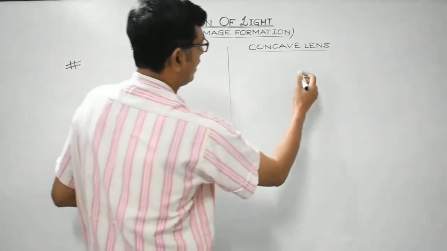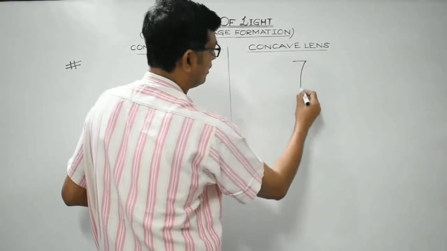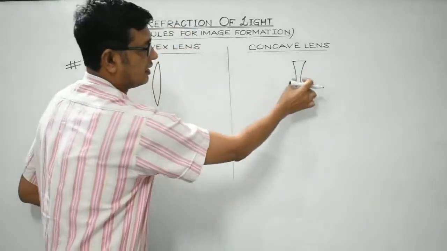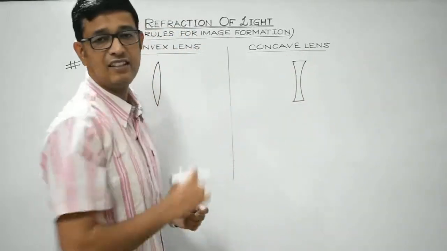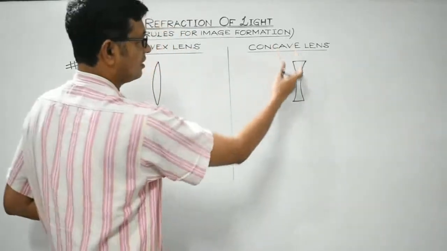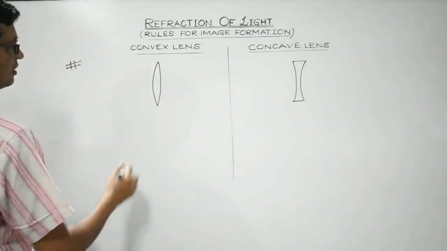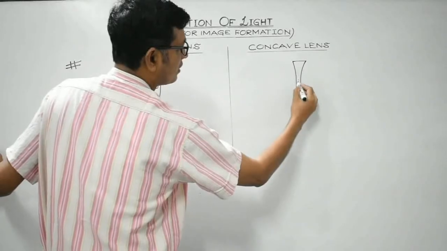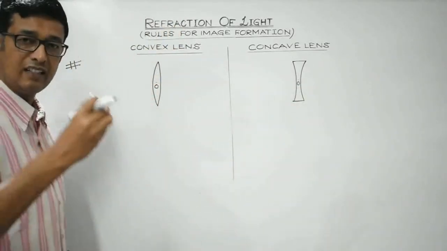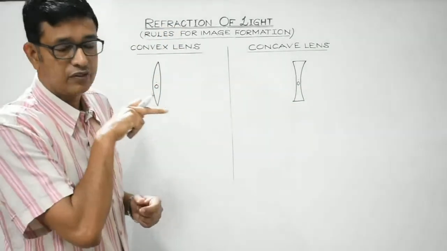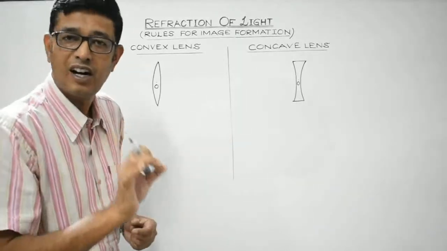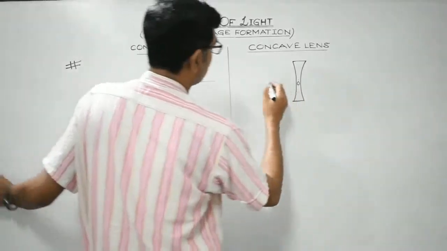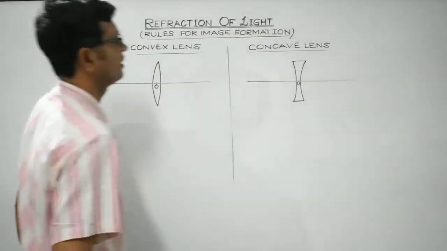While in the case of concave lens, you are aware it's a diverging lens and it is thin at the center while thick at the edges, right? So that's concave lens, biconcave lens. So this is the optical center. It is the point inside the lens through which if the ray passes, it remains undeviated. That also we have discussed earlier. So this is the principal axis. Suppose this is the principal axis.